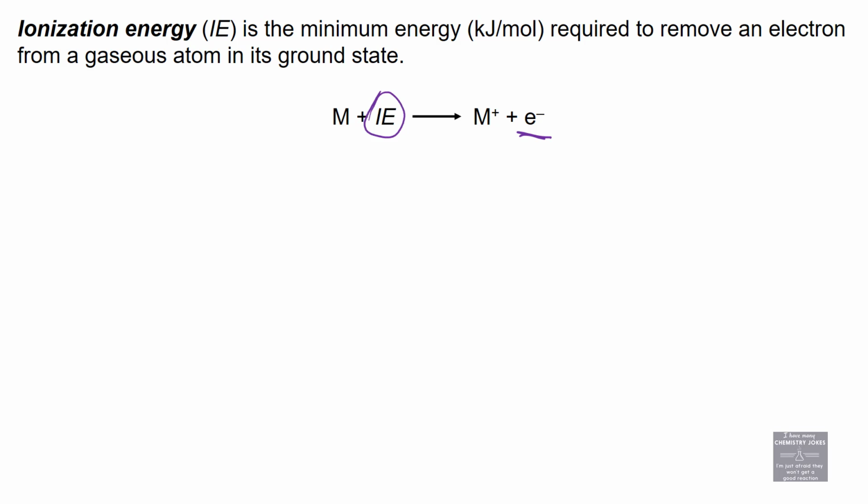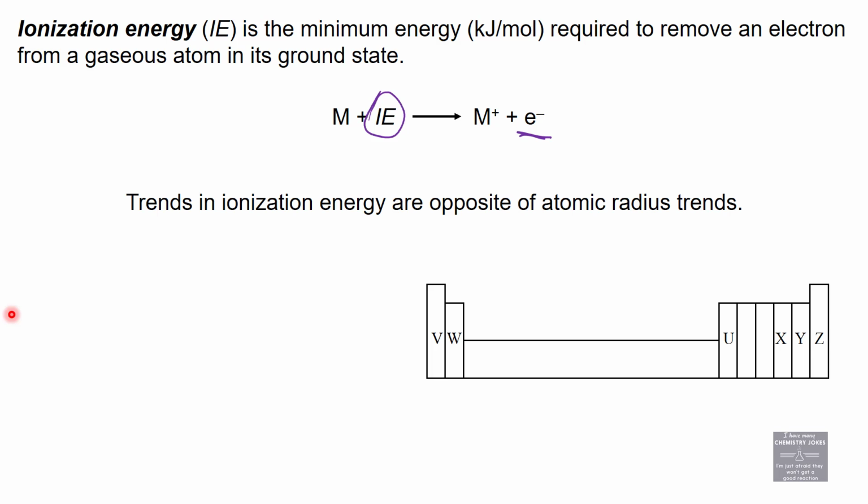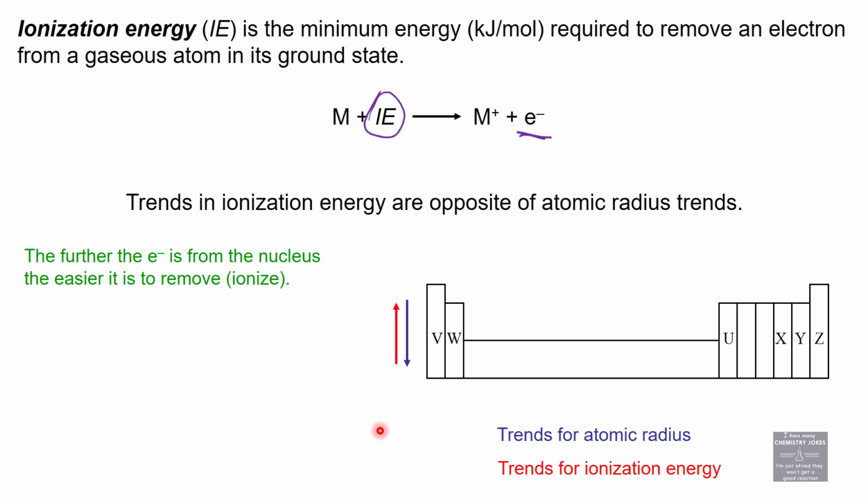Ionization energy trends and atomic radius trends are very neat on the periodic table. They're opposite. So if this is my periodic table, ionization energy increases as you go up. Why? Because electrons are getting closer to the nucleus. Atomic radius increases as you go down because the electrons are getting further from the nucleus. Distance is the variable that's changing here, and it's equal and opposite in how it affects ionization energy and atomic radius. The further it is from the nucleus, the easier it is to ionize.